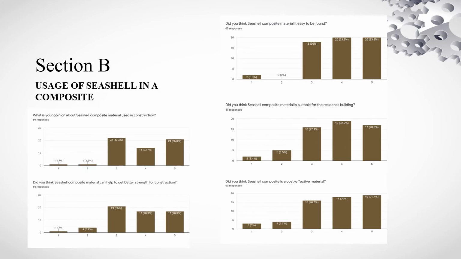For Section B, we provide 5 questions only. The level of knowledge about usage of C-shell in a composite is from 1 to 5, where 5 means totally agree. Based on the data, over 50% of the community know about composite material and agree with our material using C-shell in concrete mixing. However, a few community members are not sure they agree with our material use, but it is only a lower percentage.